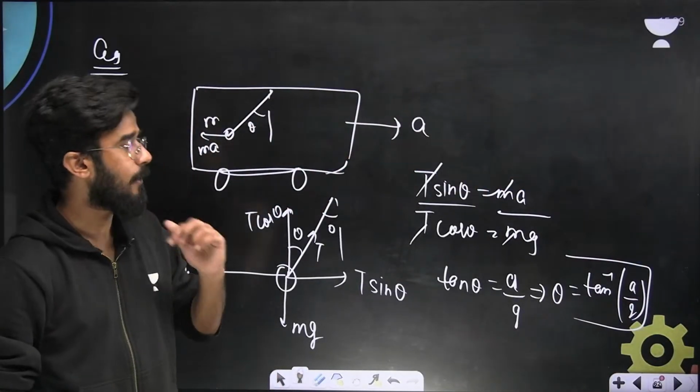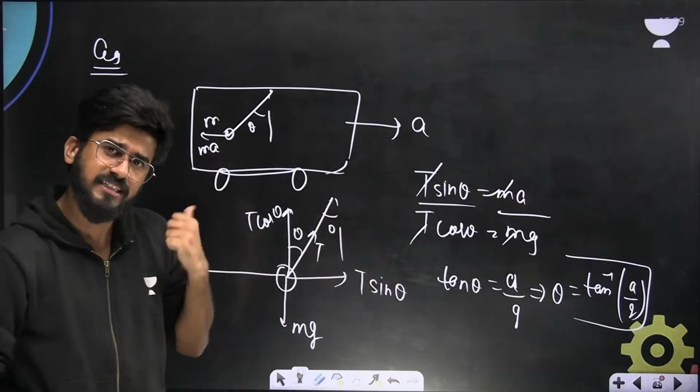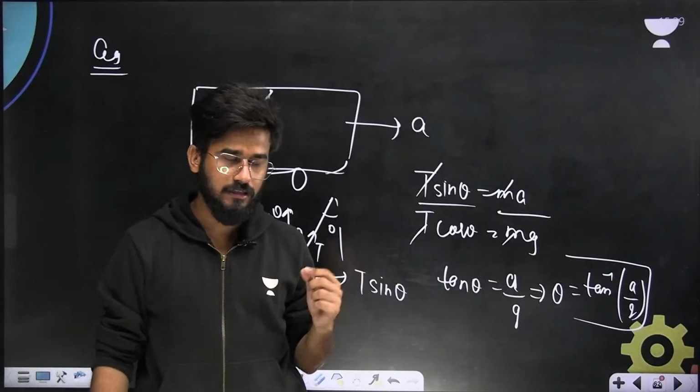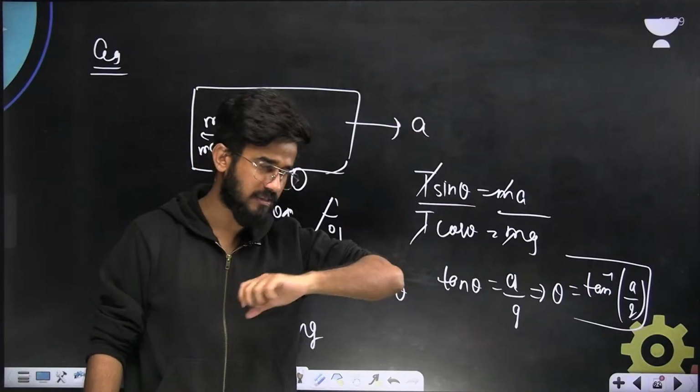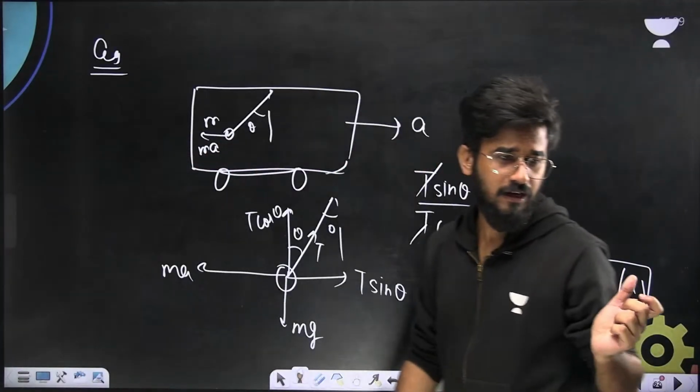Got it? Now, this is one problem which is asked in this particular kind of thing. There is another problem. What kind of problem? If a system is moving like this, then what should be the time period of this pendulum?